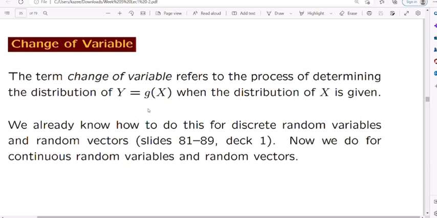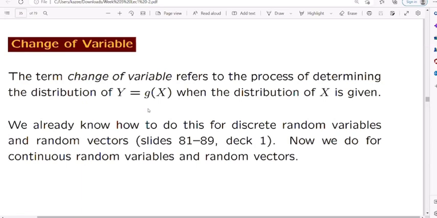Okay. I want to welcome everyone to my lecture today. We are going to continue with the material that we started yesterday. We're starting from the change of variable. Initially, we started at x, and we now have a new variable that is a function of x.